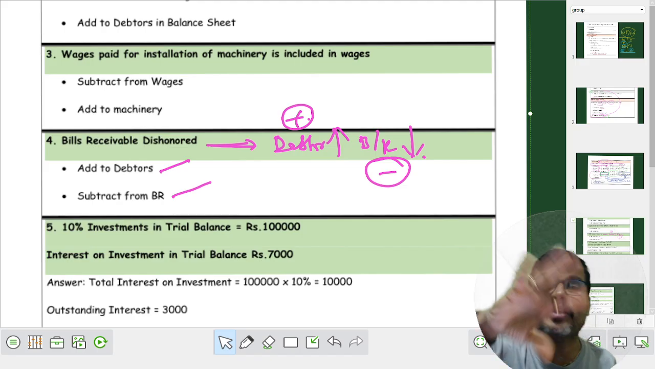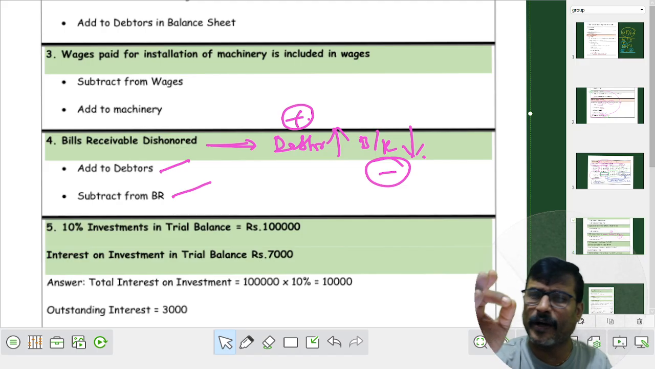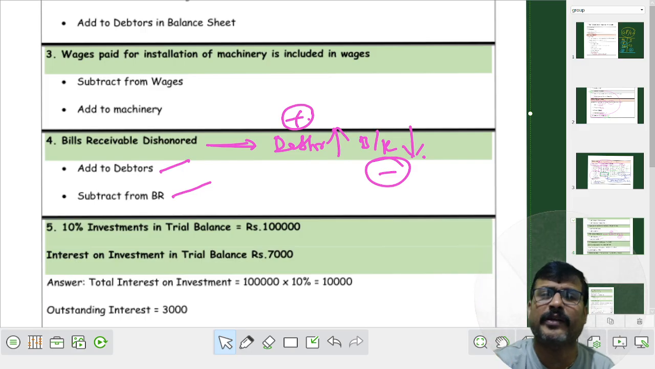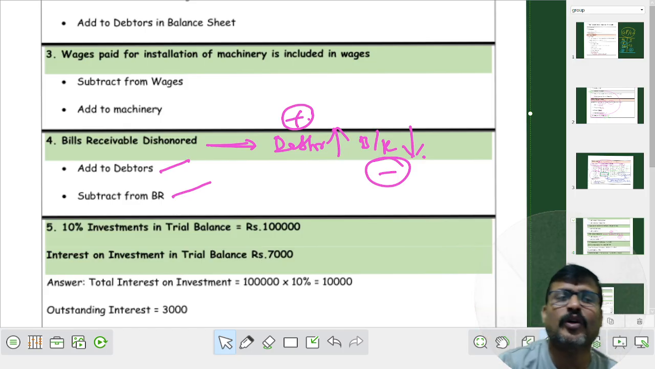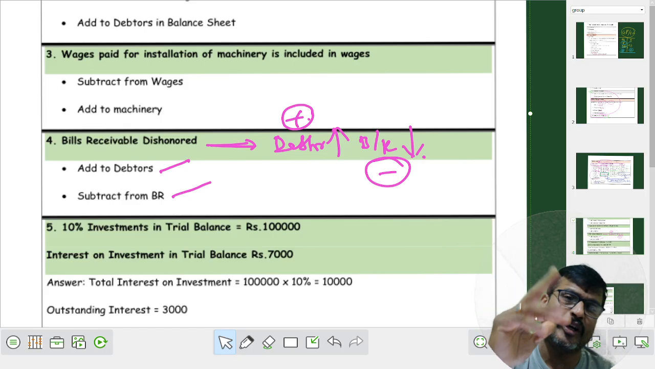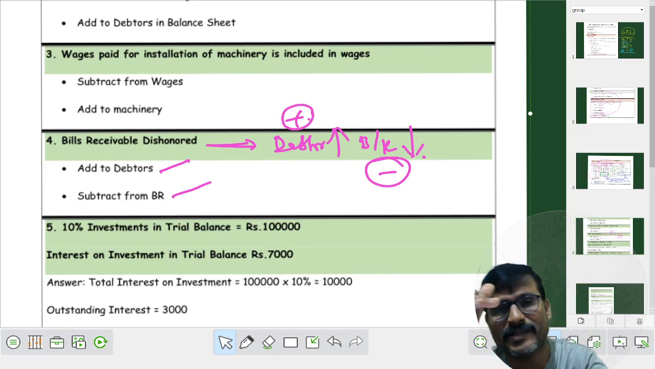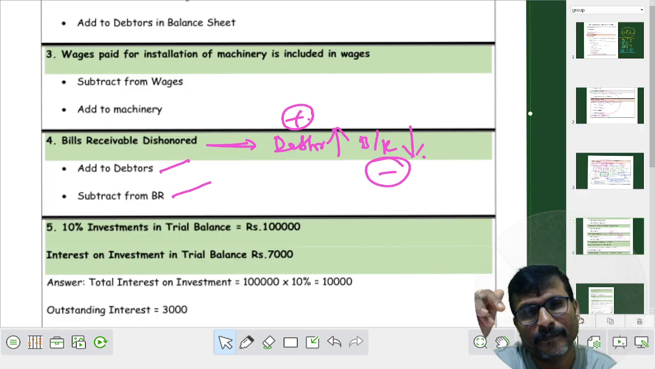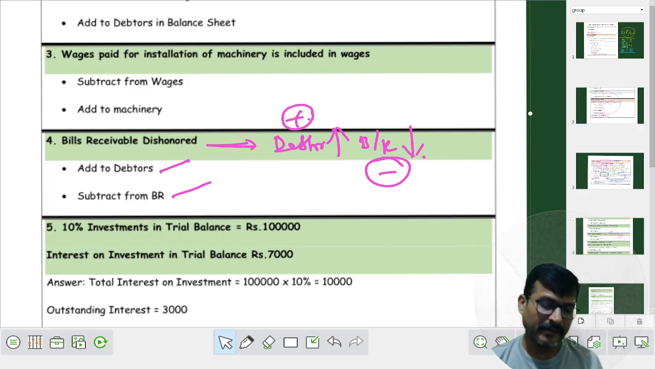Similarly, BR dishonored. It's a point from the bills of exchange chapter. In every problem we come across, whenever the bills are dishonored, remember debtor increased, BR decreased. That's all. Then another point for your remembrance.